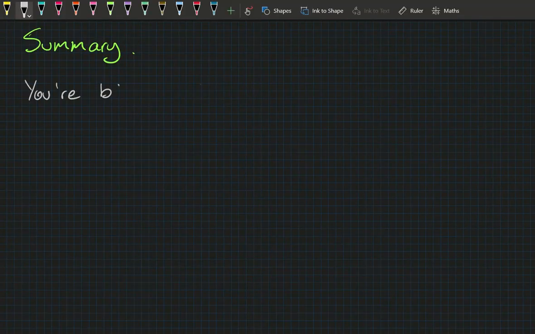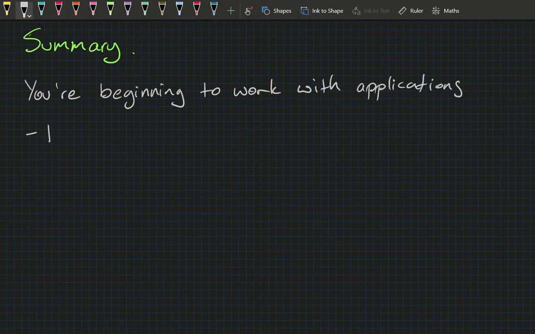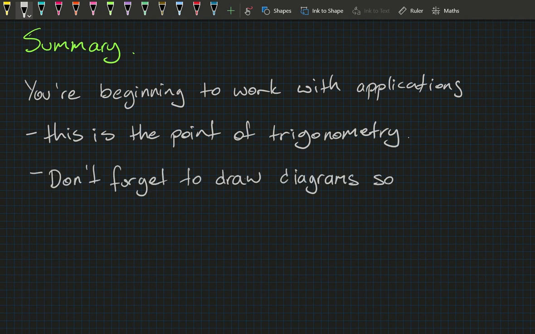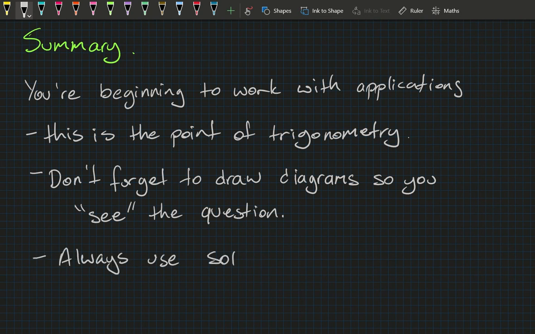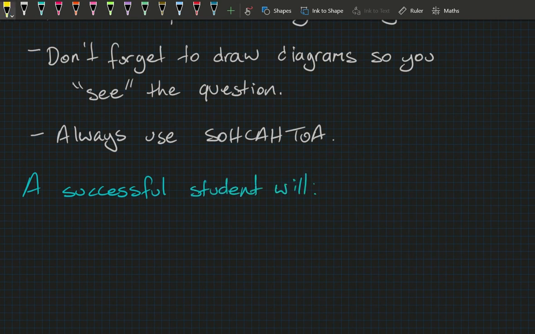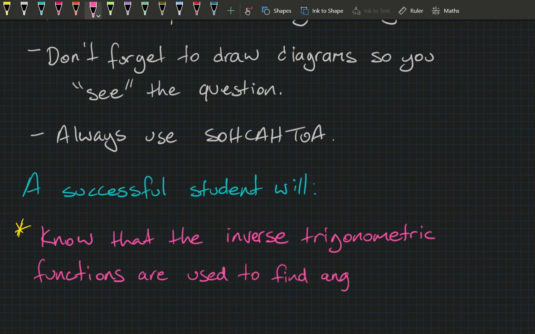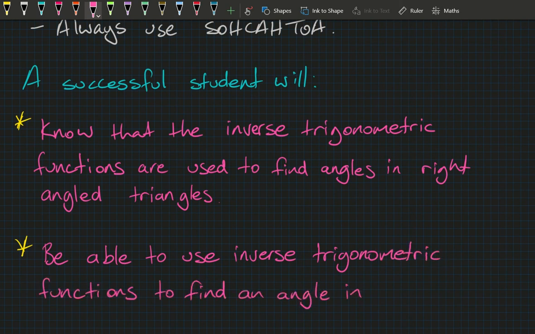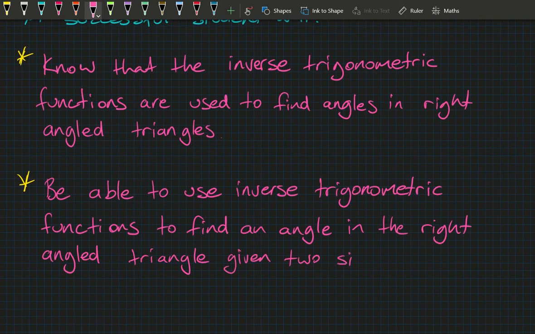So in this lesson, you're beginning to work with applications. And this is really the point of trigonometry. So make sure you don't forget to draw diagrams so that you can see the question. And also make sure that you always use SOHCAHTOA. All right, so in this lesson, a successful student will know that the inverse trigonometric functions are used to find angles in right-angled triangles, and be able to use the inverse trigonometric functions to find an angle in the right-angled triangle given 2 side lengths. All right, so they're the 2 main focuses of this lesson.